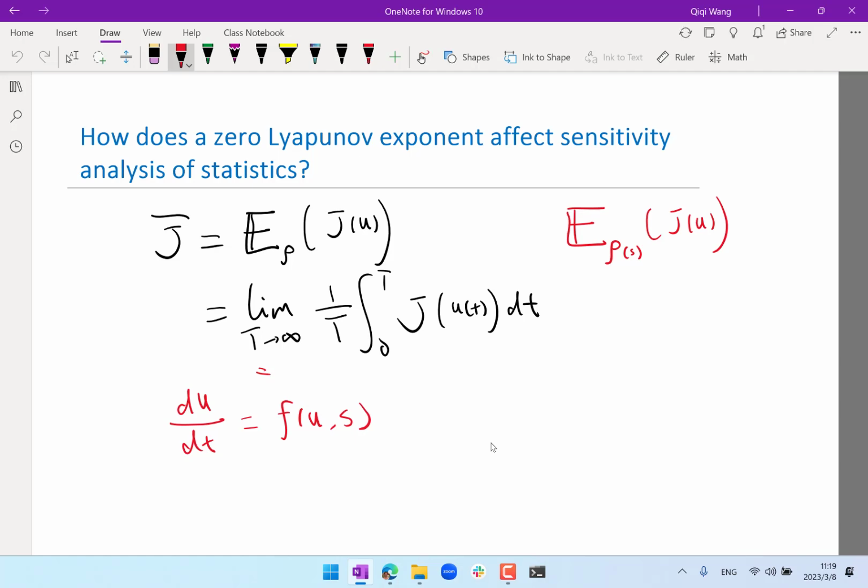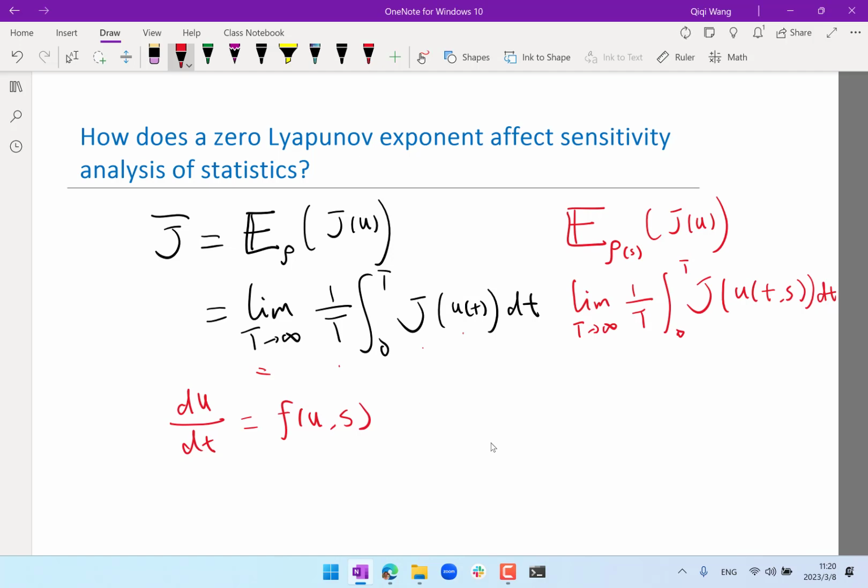Okay, but in the second case, what is going to change? In the second definition, when we change s, what is the only thing that's going to be different? The T is not going to be different. I mean, it's taken to infinity anyway, right? J is the same. So the only thing that's going to be different is u, right? The trajectory itself is now changed or modified by the parameter. So in the second definition, we just write a limit of t goes to infinity, a time average of j as a function of u, t, and s.